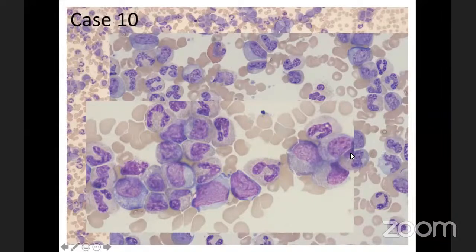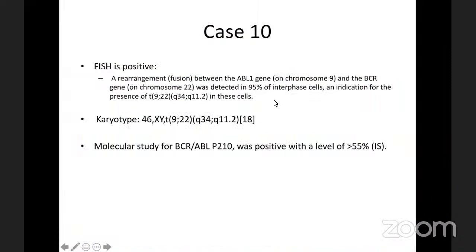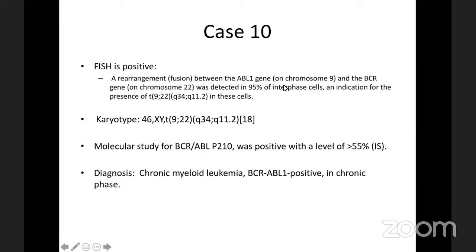Yes, BCR-ABL by FISH is the gold standard for the confirmation of the diagnosis. This patient came back positive for rearrangement of BCR-ABL1 by PCR, and the karyotype is positive for translocation 9;22, and the molecular study is also positive for the BCR-ABL mutation. So this patient is diagnosed as chronic myeloid leukemia, BCR-ABL1 positive, in chronic phase.